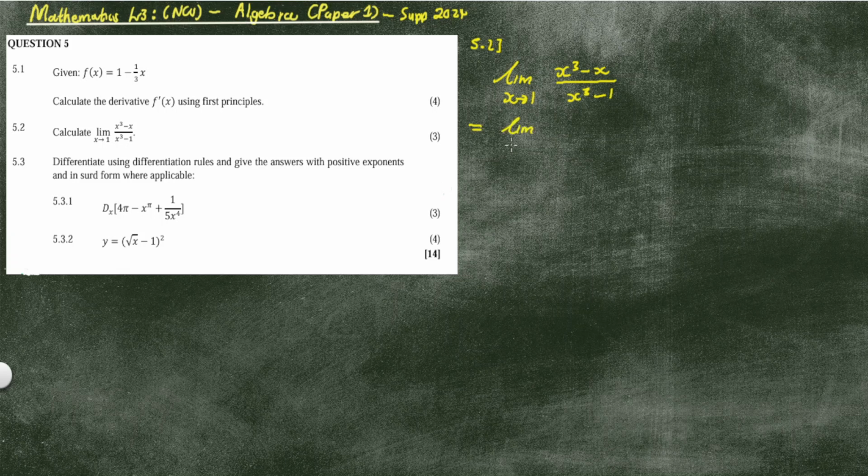How do we simplify? We're going to have to factorize in this case. X approaches 1, not 0. So here there's a common factor of x. We take it out. I'm left with x squared minus 1 over x cubed.